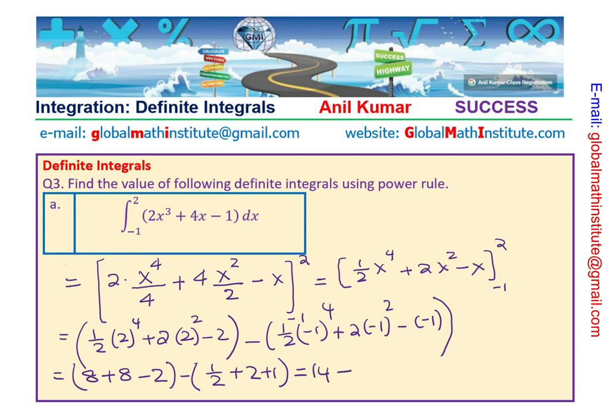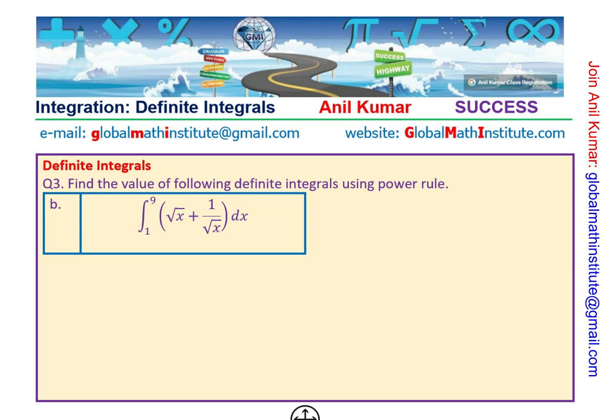Take away 3.5, right? And taking away 3.5 gives us 10.5 as the value of this integrand. Is that clear to you? Perfect. Now, same concept will be applied to the next example.